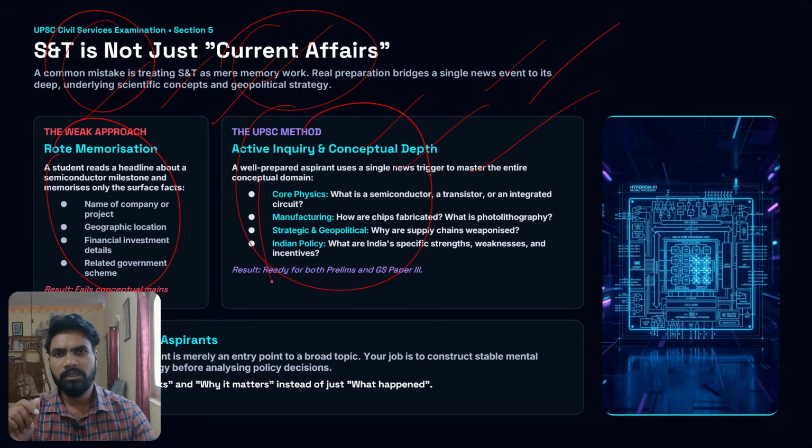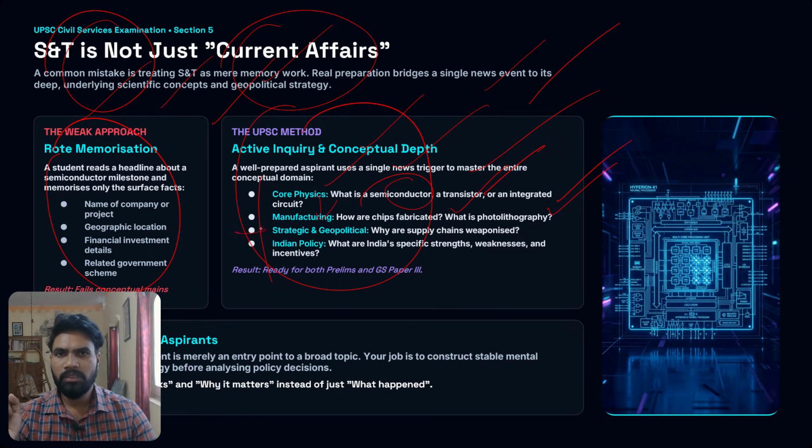One example is core physics. In core physics, what is a semiconductor? What is a transistor? Or an integrated circuit? This will be understood by the student, and the student will link it to manufacturing. How are chips fabricated? What is photolithography, etc.? He or she will link it to that also.